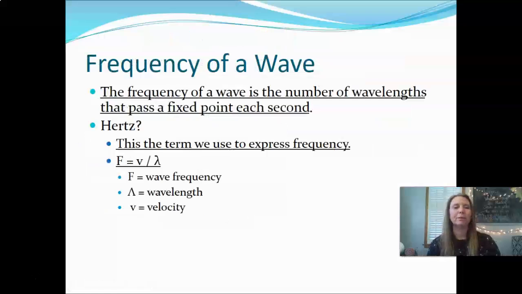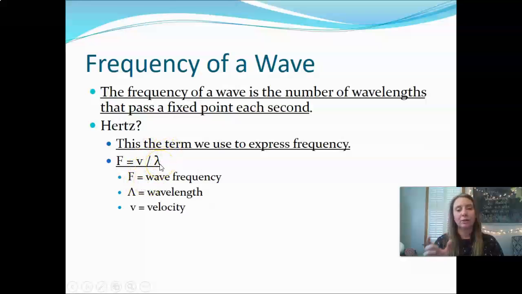The last thing we're really going to focus in on is the frequency of the wave, which is how many times or how fast it is moving in relationship to a fixed point. So the frequency of a wave is the number of wavelengths that pass a fixed point each second. We measure frequency in hertz, Hz. To find frequency, we are going to use this equation: frequency equals the velocity of the wave divided by the wavelength.